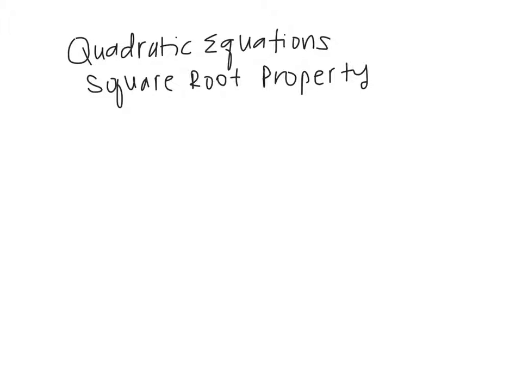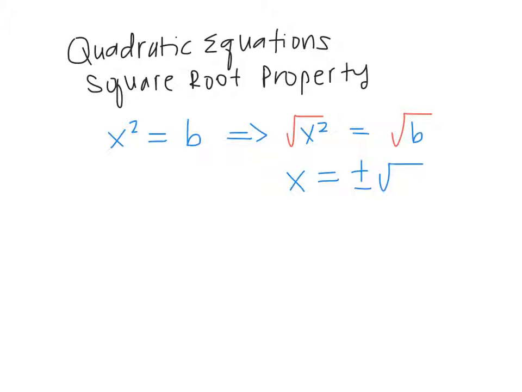Okay, we're going to solve quadratic equations using the square root property. This applies to quadratic equations that have the form x squared equals some number. Let's just call it b. If we have it in that form, what we can do to solve it is to take the square root of both sides. And so we end up with x equaling plus or minus square root b.